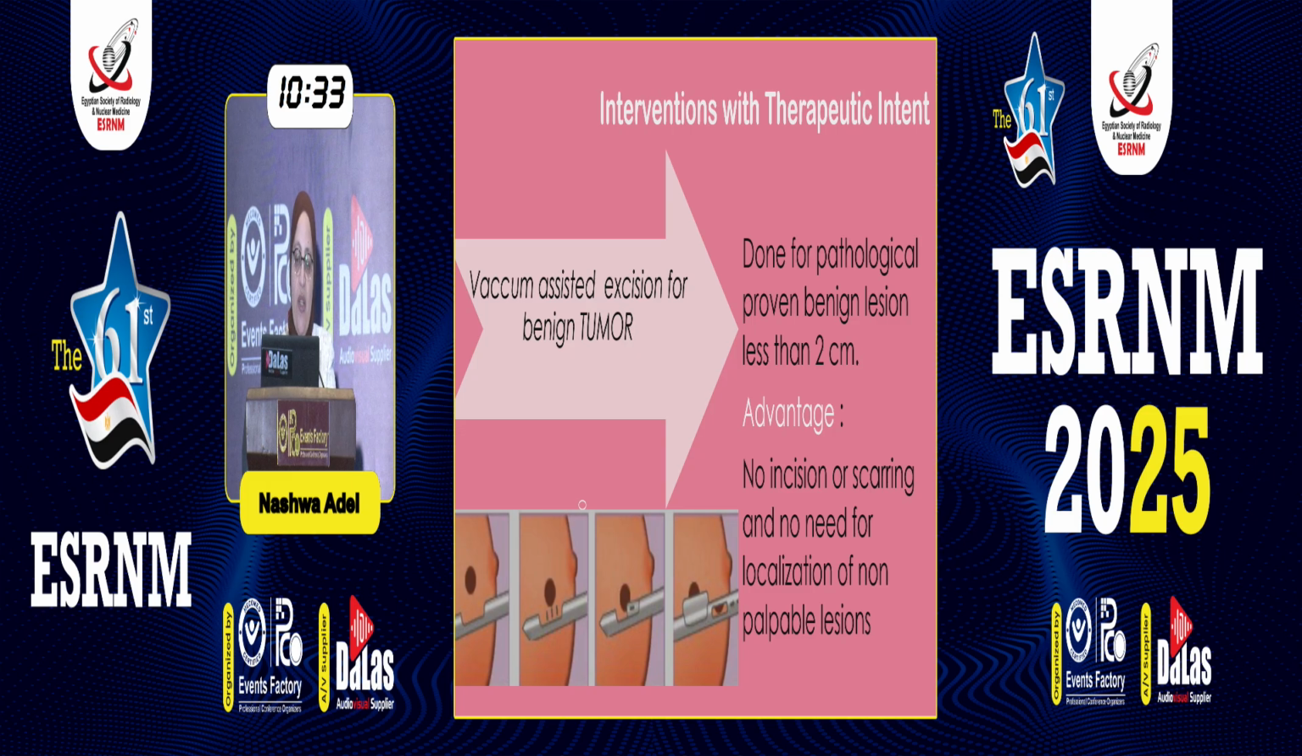Another intervention with therapeutic intent is vacuum-assisted excision for benign tumors. Here is the vacuum needle seen inside the lesion: only one incision, only one entrance, and multiple parts of the lesion are taken. This is done for pathologically proven benign lesions less than 2 centimeters. Its advantages are no incision or scarring, and no need for localization of the non-palpable lesion.